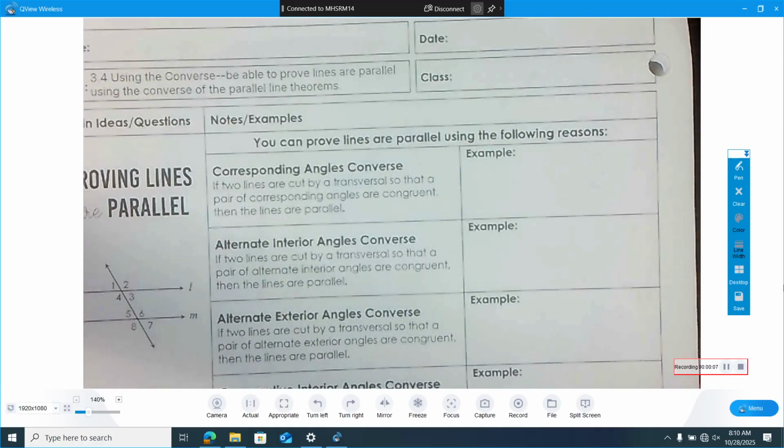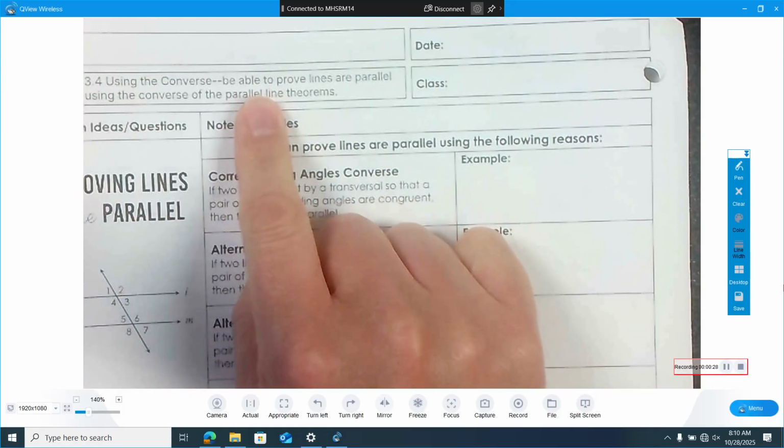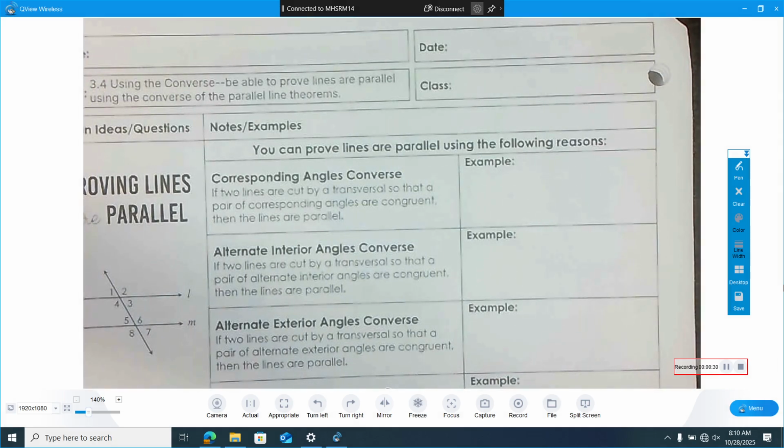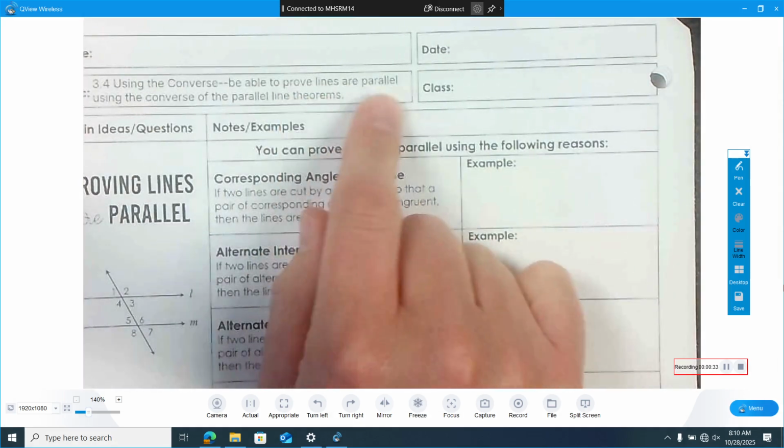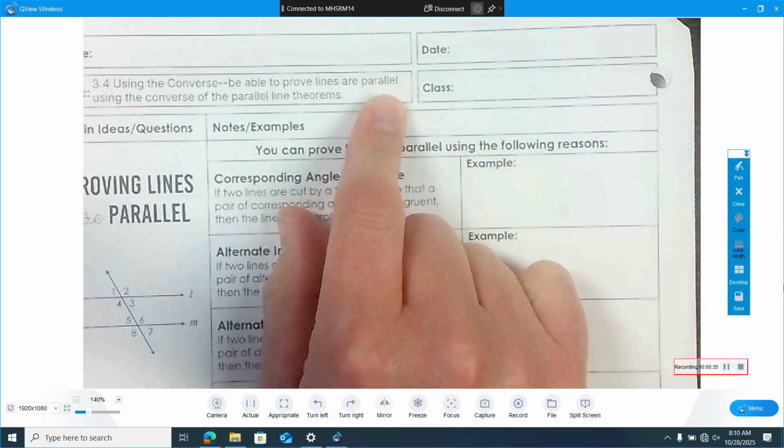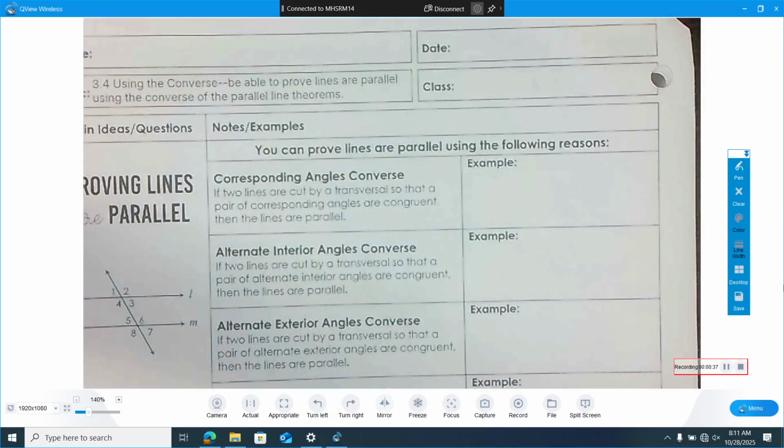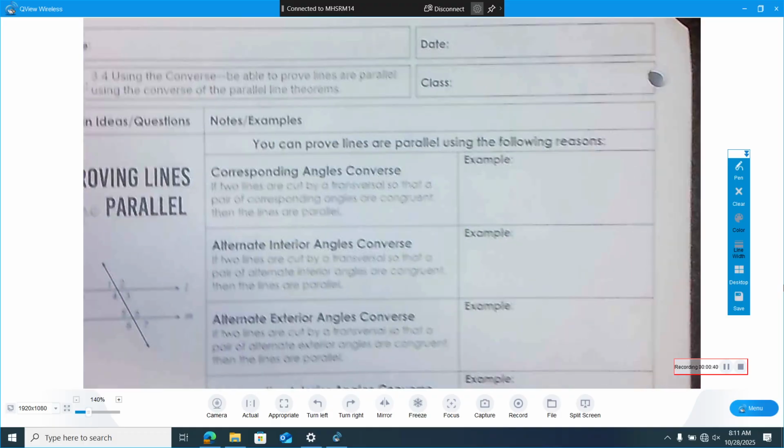Fantastic. So I think you guys are pretty good at using those special angles created by a transversal to create equations when we have parallel lines. So now we're going to basically use the idea in reverse to prove that lines are parallel. So we are starting the proof side of all of this stuff.